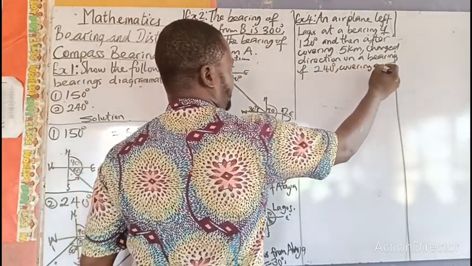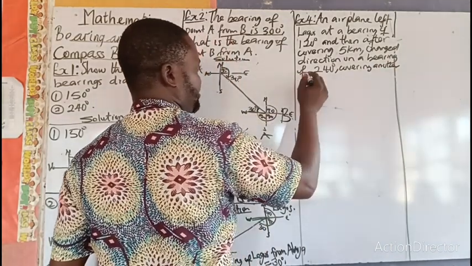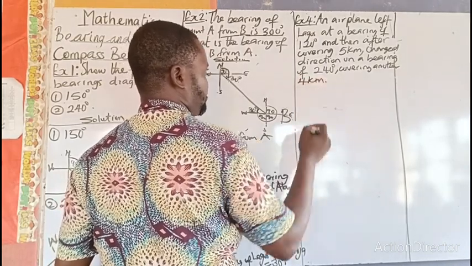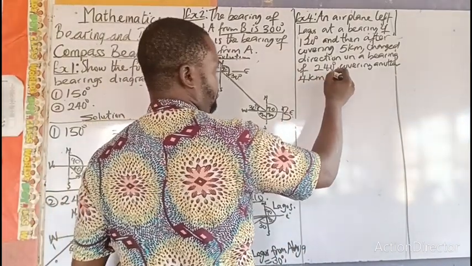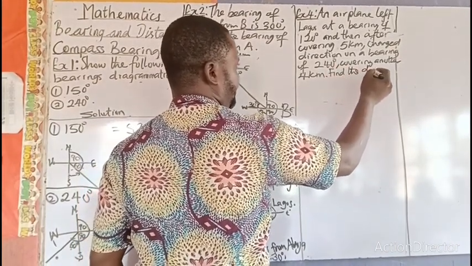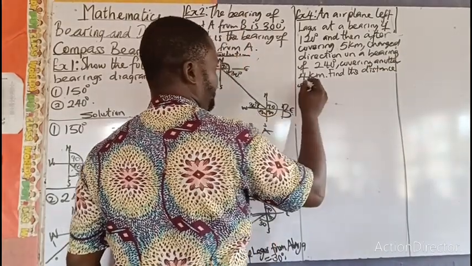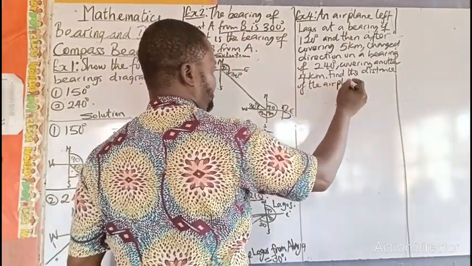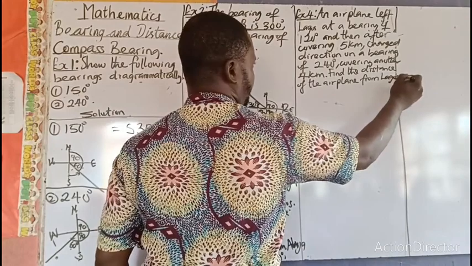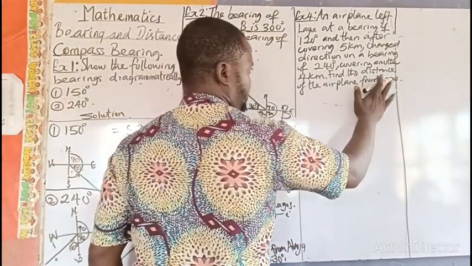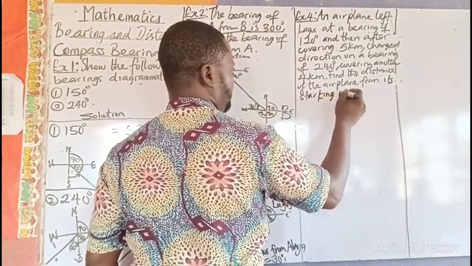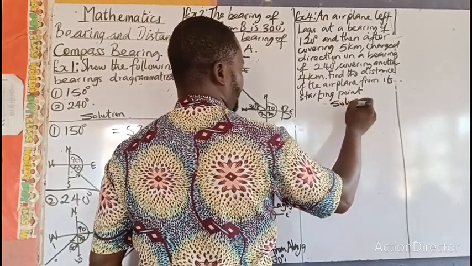Covering another 4 kilometers. Find the distance of the airplane from Lagos. That Lagos means what? From its starting point.